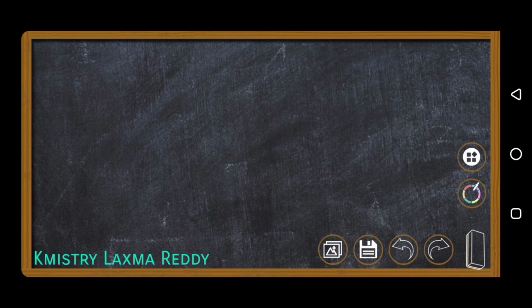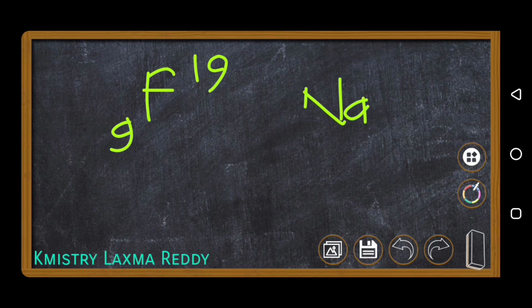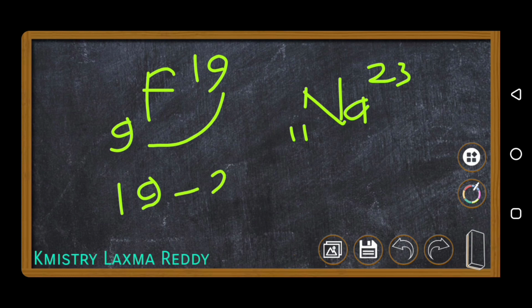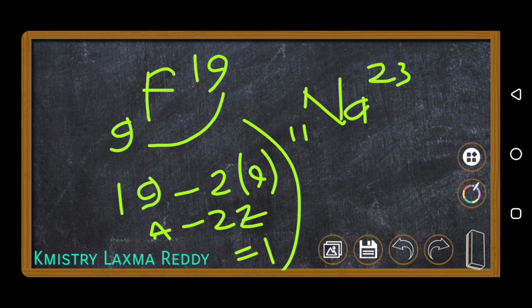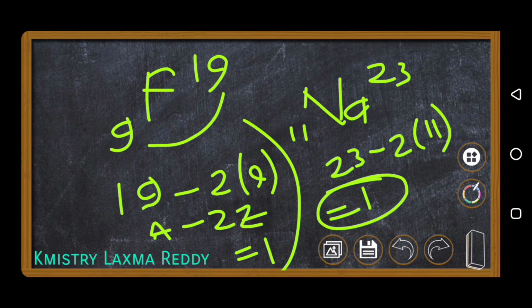See one example: fluorine 9F19, sodium 11Na23. For fluorine, 19 minus 2 into 9, A minus 2Z, this is equal to 1. Here 23 minus 2 into 11, A minus 2Z, is equal to 1. So they are having the same isotopic numbers. When the isotopic number is same, then they can be called isodiaphers.